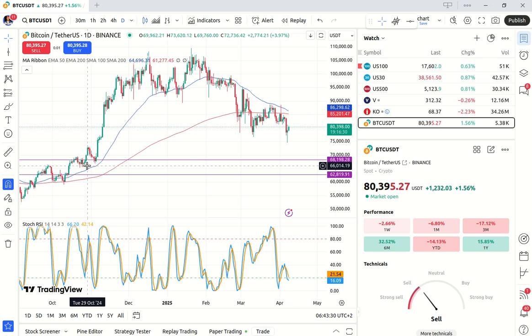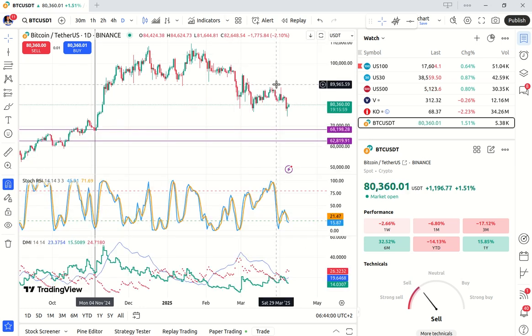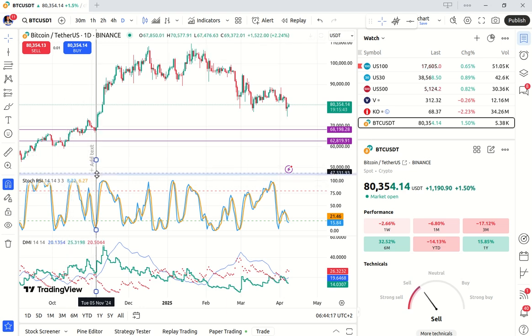So let's look at Bitcoin, for example, at this level right here. I'm giving you an example of Bitcoin to show you how dip buying works. Okay, so let's look at that there. So you can see it's the same strategy. Though not exact, but you can see the similarities.